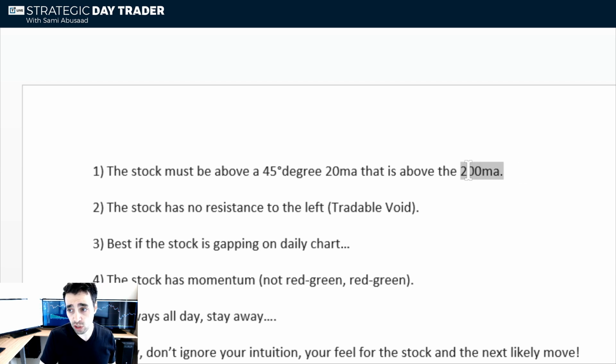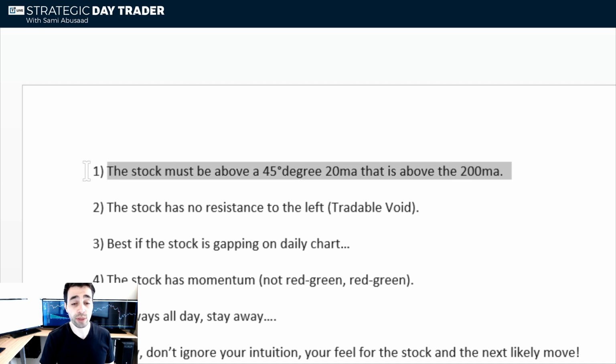If it's above the 200 MA, it means it's bullish, not just right now, but in general. It's bullish because the 200 MA is a long-term moving average. So I want the short-term moving average to be above the long-term moving average, in general. And I want the price to be above the 20.